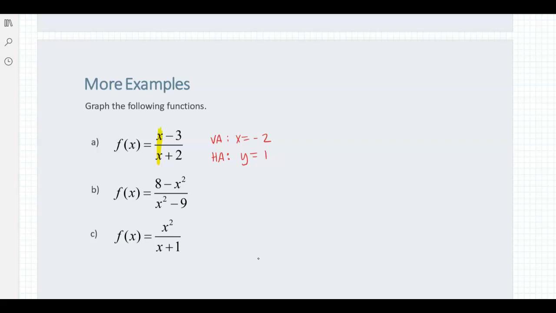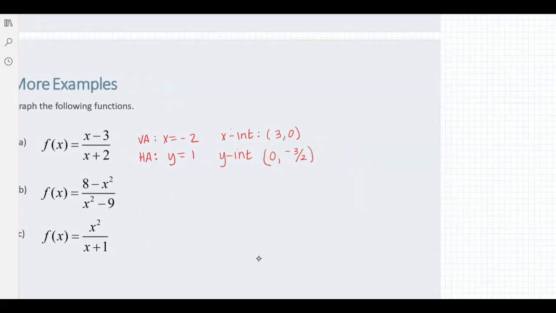The x-intercept is going to be from the zeros of the numerator, so that's from the point 3, 0. And then the y-intercept is going to be when we plug 0 in for x. So 0, -3 halves. So we've got quite a bit of information here.